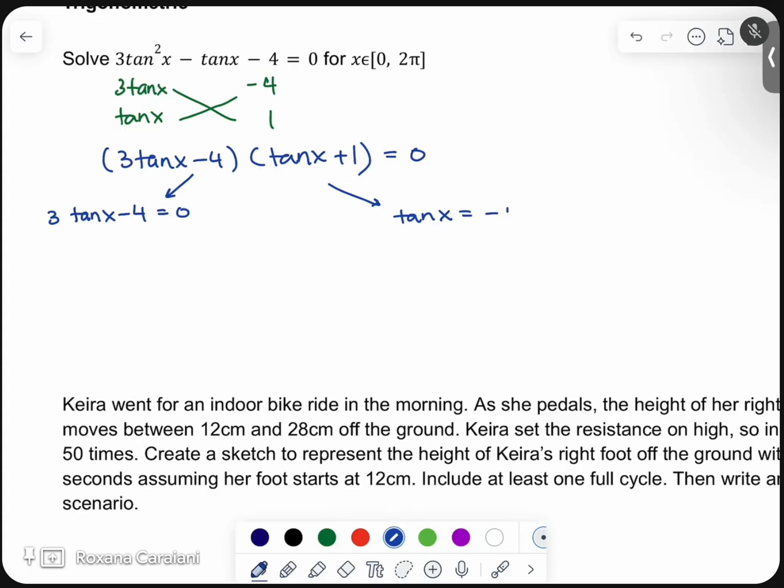And then from each branch, I'm going to isolate for tan x. So in this first one, I'm going to bring the negative 4 over, and then I'm going to divide both sides by 3. So this is the equation I'm actually going to solve. Now the first thing I'm going to do is decide if this is a calculator or a special triangle question. So when I see 4 over 3, that does not remind me of any of my special triangles.